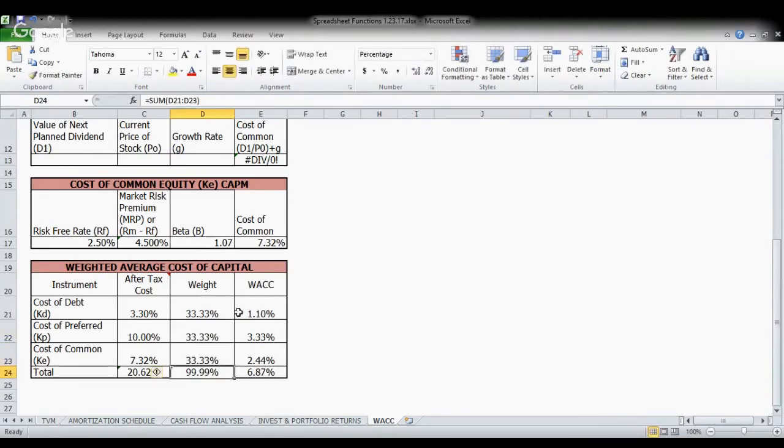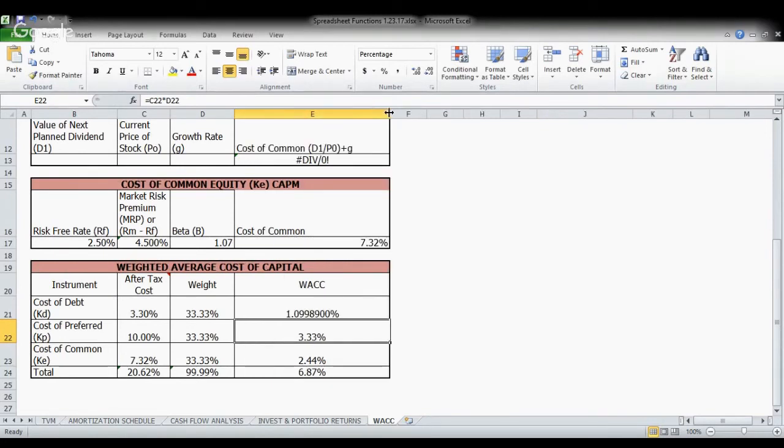All right. So what we have then is we have our cost times our weight. Cost times weight equals the contribution to the weighted average cost of capital. It's the same formula for all. Let me just show this to you. So we have our cost times our weight gives us the contribution for debt.